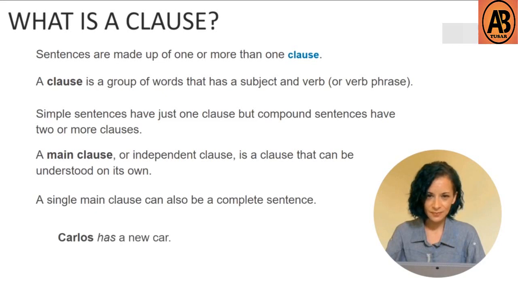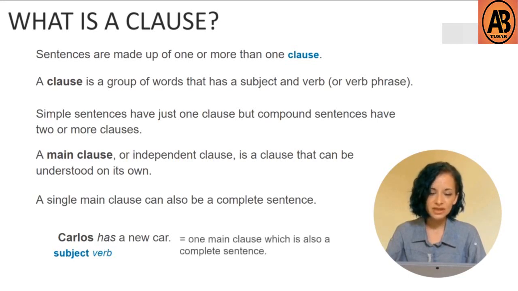Like this example. Carlos has a new car. We've got the subject, Carlos, the verb, has, and here we also have a direct object, a new car. So this is one clause which is also a complete sentence. Remember, a sentence must express a complete idea, and this does. It also starts with a capital letter and finishes with a period.